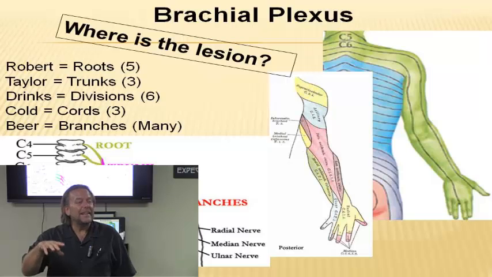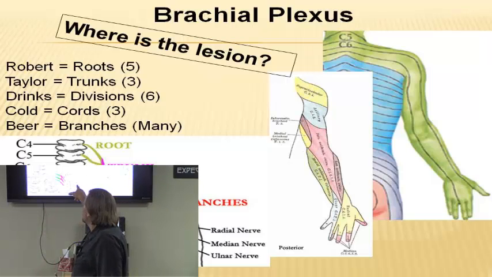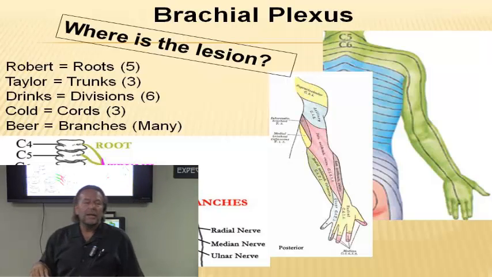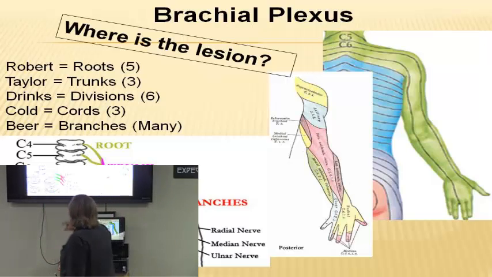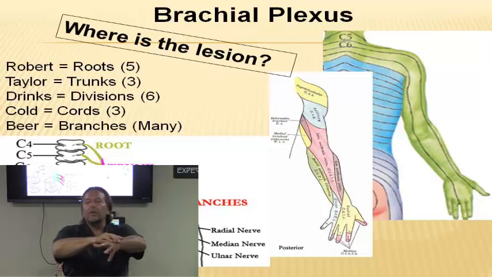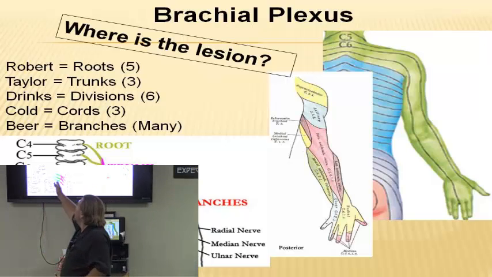Okay, now you might think, hey, wait a second. That means there's 5 roots, 3 trunks, 6 divisions, 3 cords, and many branches. Now, why is that important? I want you to know why it's important. Because if you have a lesion up here where the roots are, you're going to be covering just the area that nerve root supplies. The further away from any type of lesion, and I mean some type of pinched nerve, you're going to be involving more of it.